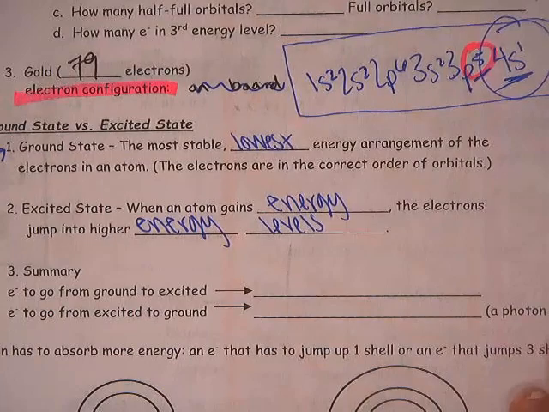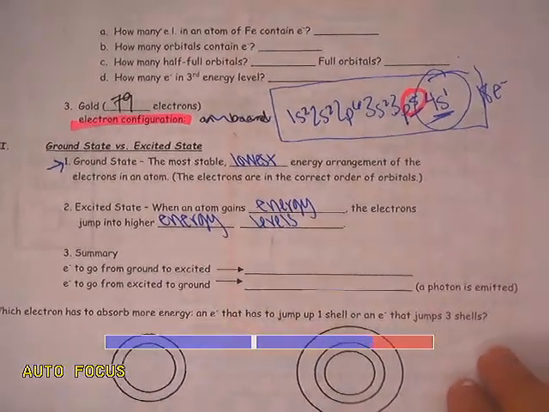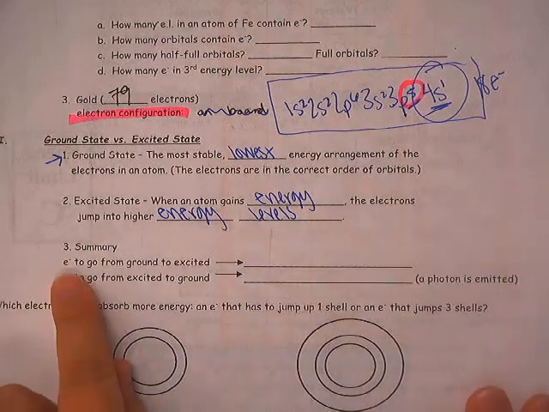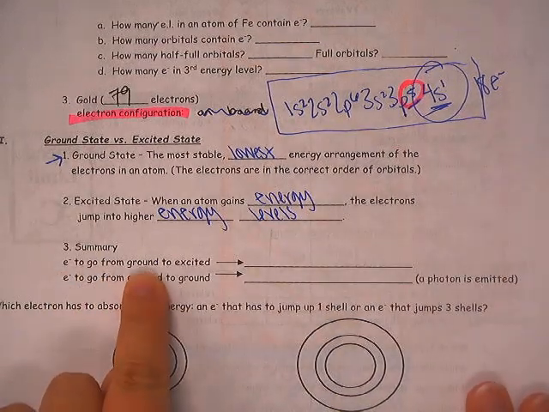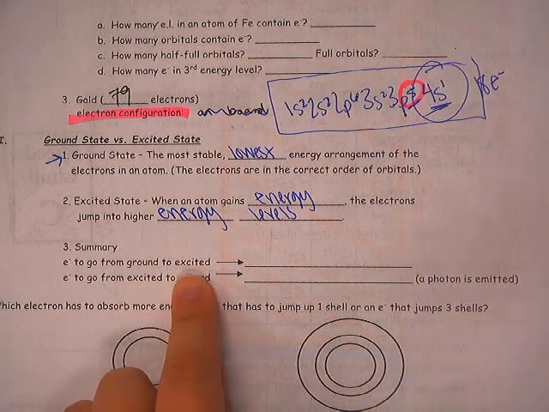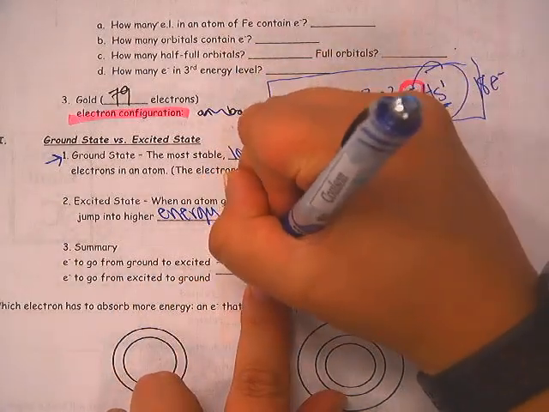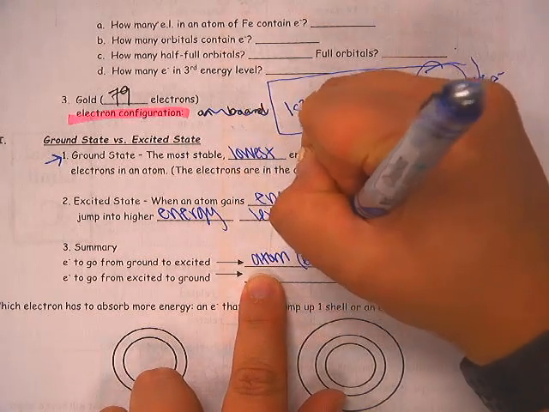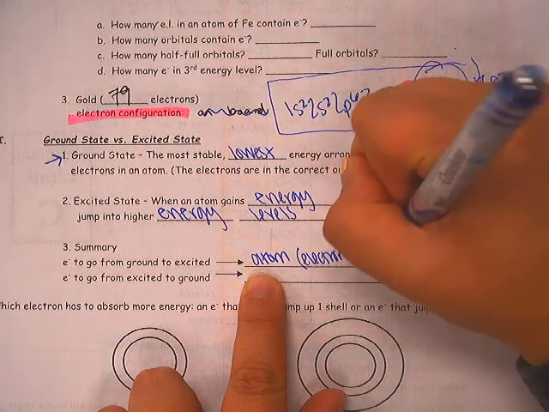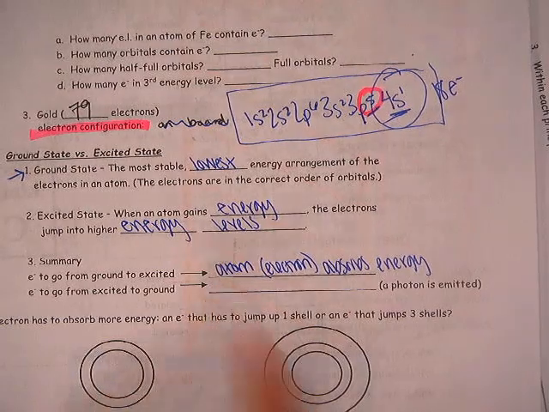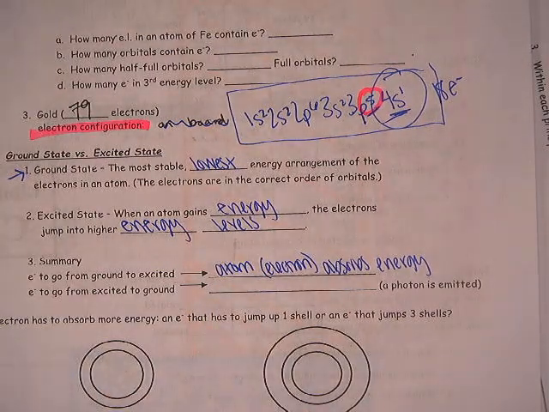Okay, so with our lab, what we're actually doing is observing this piece of it. So the summary says that for an electron to go from the ground state, its normal electron configuration state, to an excited state, what needs to happen is that the atom, or the electron really, absorbs energy. So energy is being absorbed from some kind of external source. It can be a number of different things.